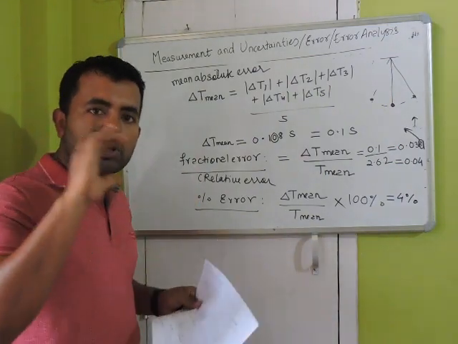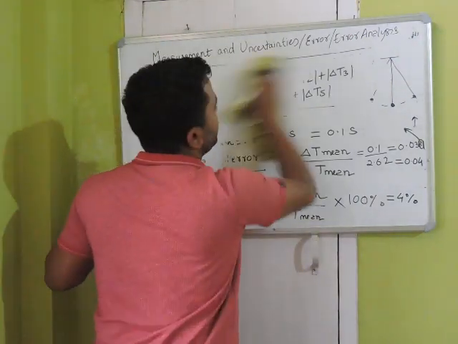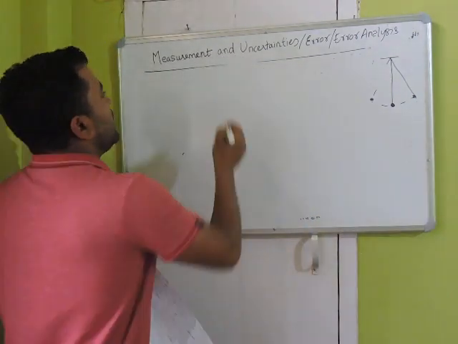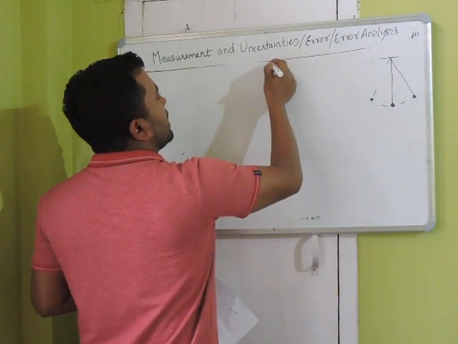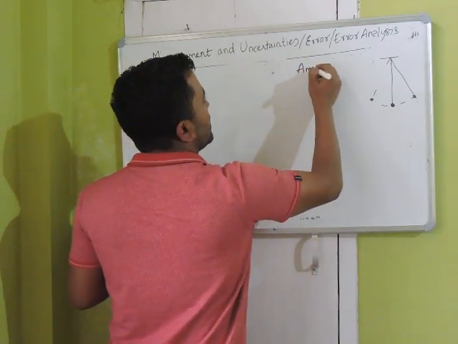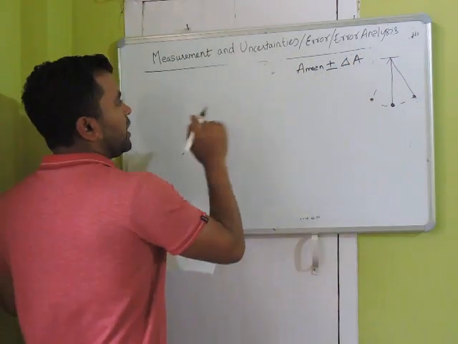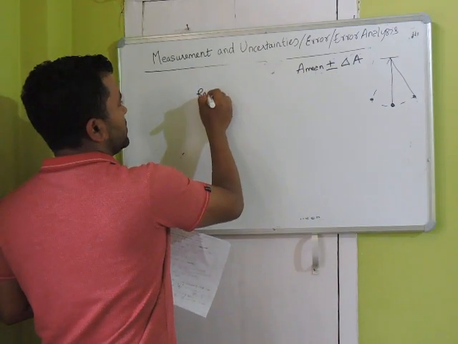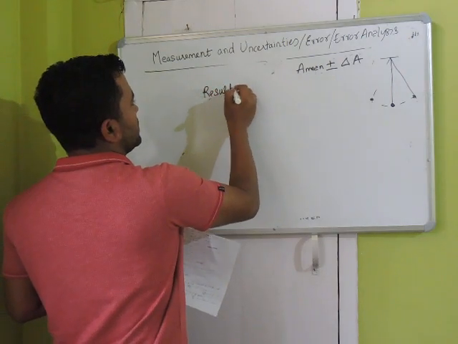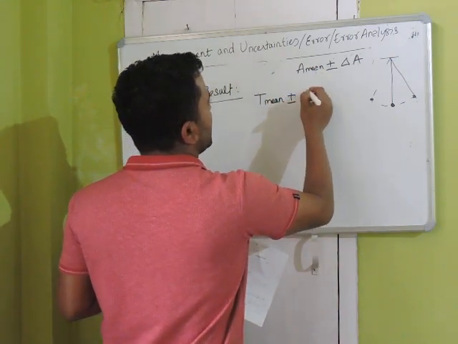Now how do you represent this calculation? How will you report your measurement in this case? As we mentioned in the starting, any measurement should be written like an average or a mean plus minus delta A. This is the uncertainty. So we are going to write the representation of the result like this: T mean plus minus delta T.